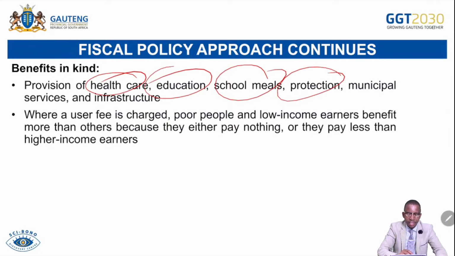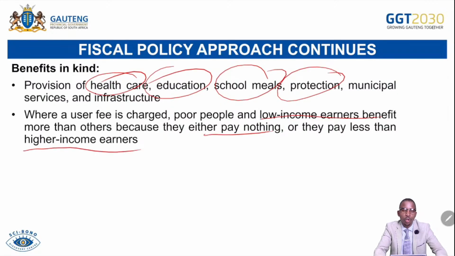Where a user fee is charged, poor people and low-income earners benefit more than others because they either pay nothing or they pay less than high-income earners. So if we talk about benefits in natura, that's when the government provides some goods free of charge to society. Then people will pay nothing, or some will pay less where there are user charges.